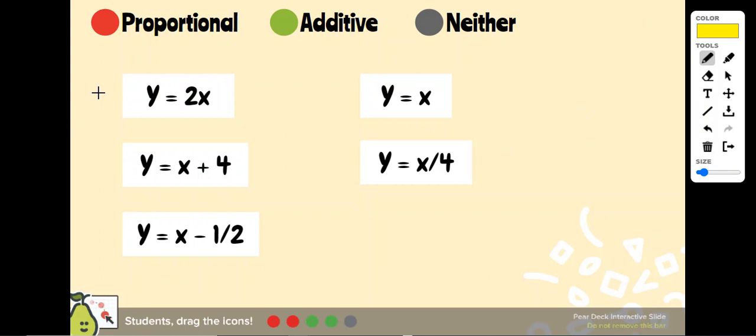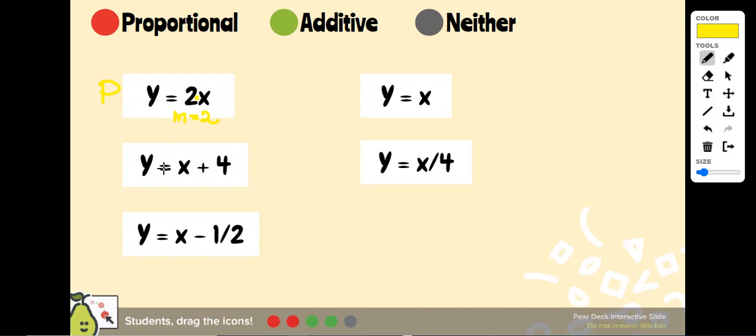So, in our first example, y is equal to 2x. We notice that there's a 2 in front of the x as a coefficient. That means it's being multiplied by 2. So we know that this is a measure of slope of 2, and it is a proportional relationship.